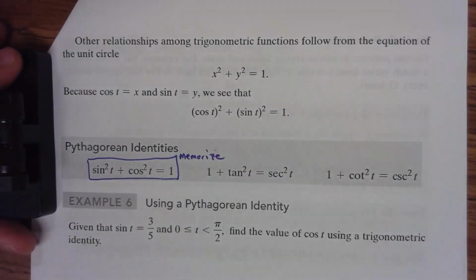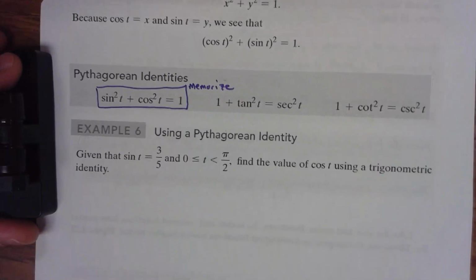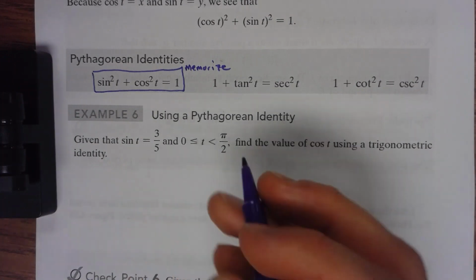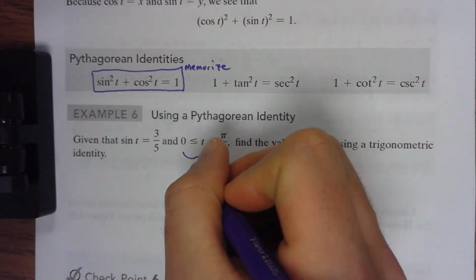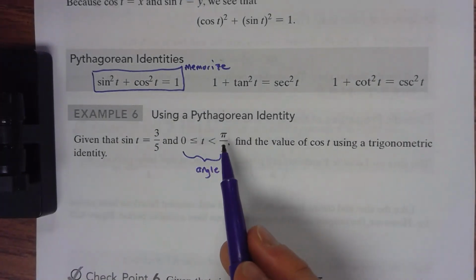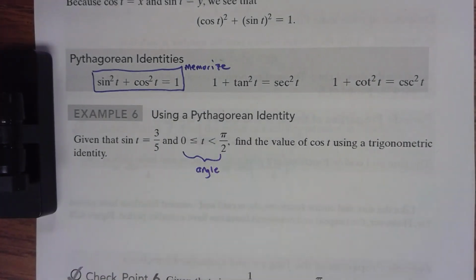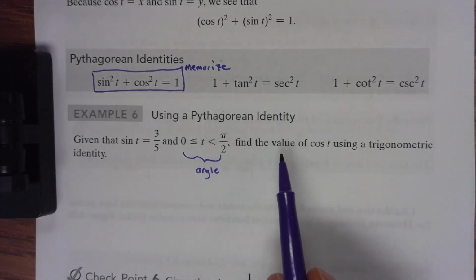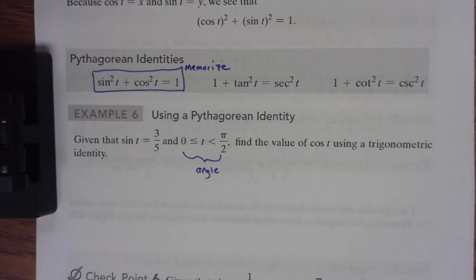All right, so let's go ahead and put this to use. So it says, given the fact that sine of t equals 3/5, and t, so this is the angle, is between 0 and pi over 2, that tells us we are in quadrant 1. If you think about how much rotation we have between 0 and pi over 2, that's just quadrant 1. We need to find the value of cosine of t using a trig identity.